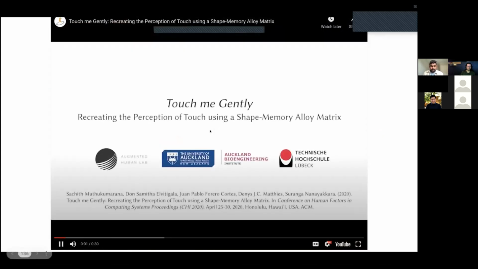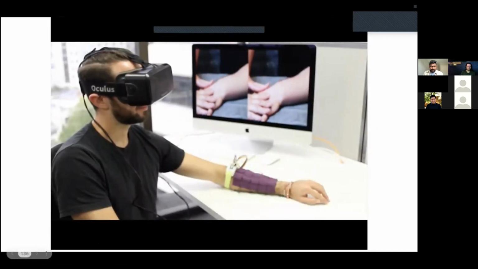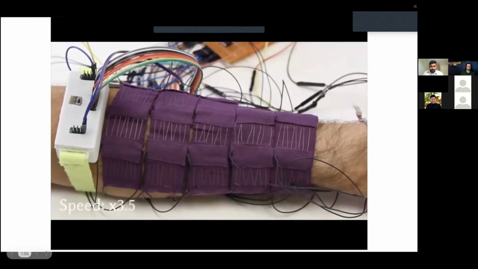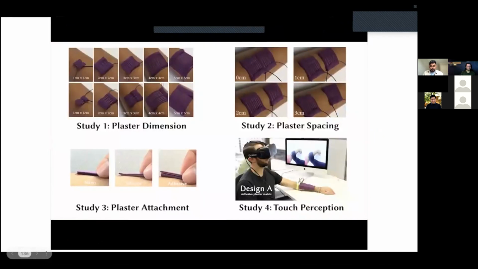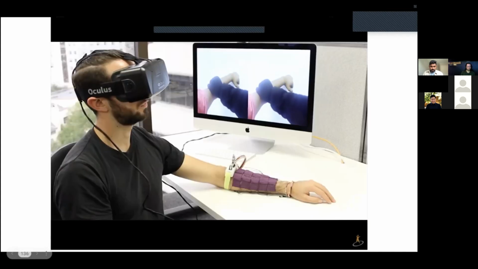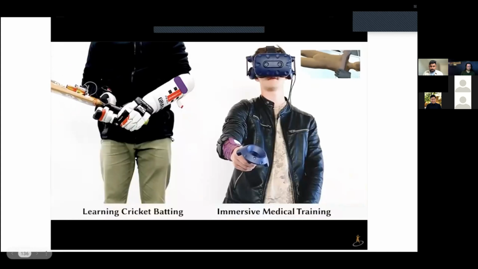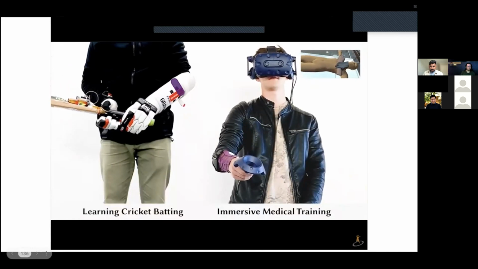Let's look at how we develop this interface. We present a wearable forearm augmentation that enables the recreation of natural touch sensation by applying shear forces onto the skin. Our approach consists of lightweight stretchable plasters arranged in a matrix. Our design is informed by 4 different studies. Our matrix arrangement enables the perception of touches, for instance, feeling one's wrist being grabbed or the arm being stroked. We have also preliminarily evaluated 2 potential use cases.